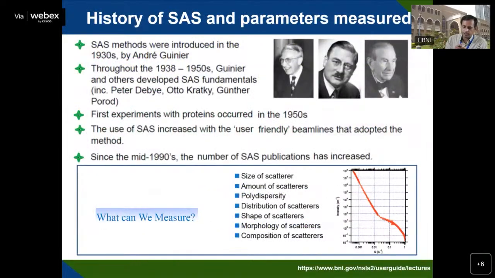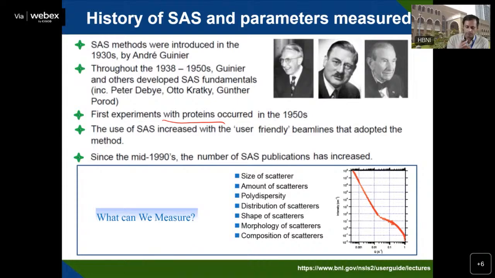If you see the history of small angle scattering and its parameters, in 1930 Guinier introduced the small angle scattering technique. From 1938 to 1950, different fundamentals and theories were developed. Later on, the first experiment was performed in 1950 using protein molecules.